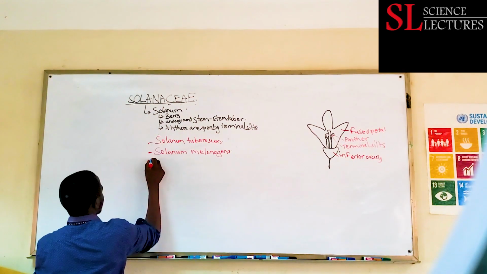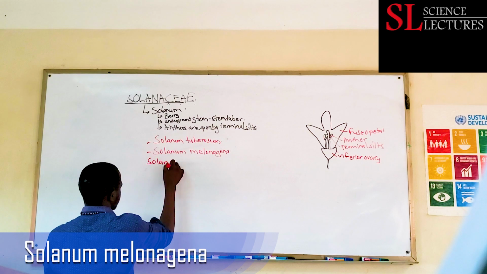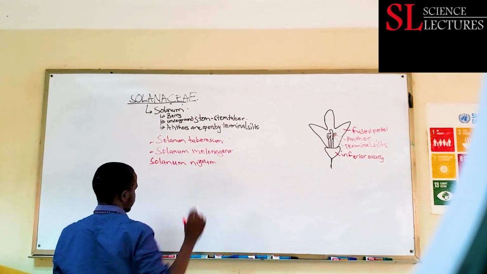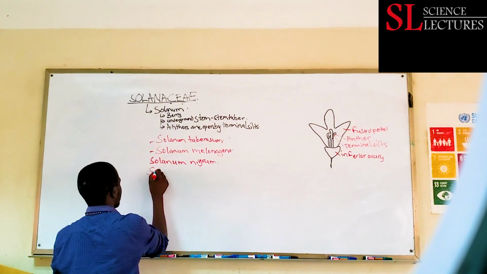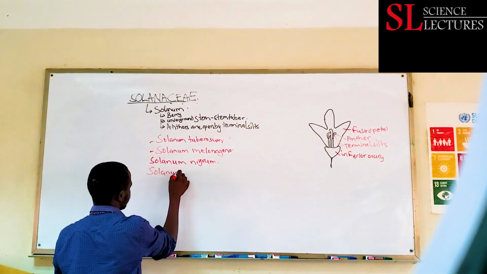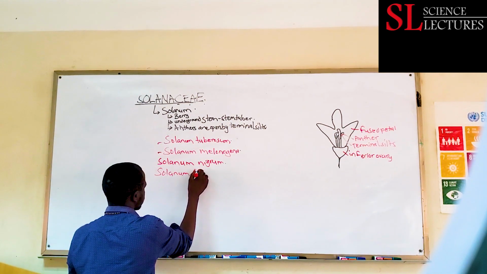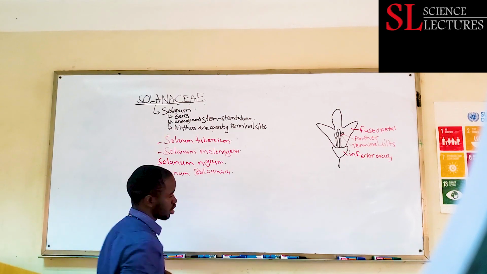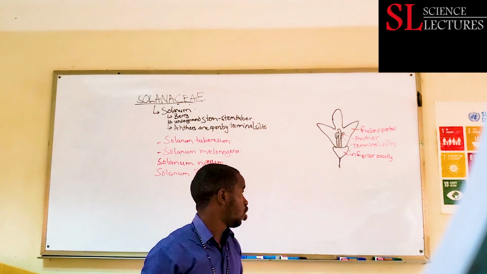Then you have Solanum nigrum. Then you have Solanum dulcamara. So these are some of the examples in the genus Solanum.